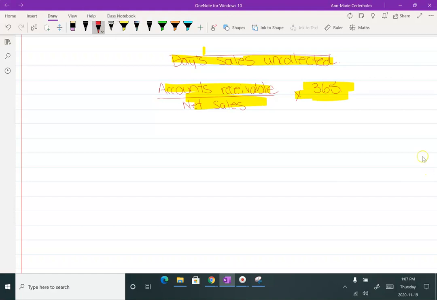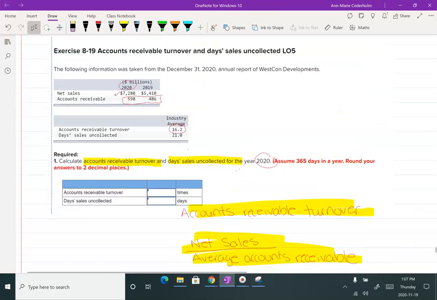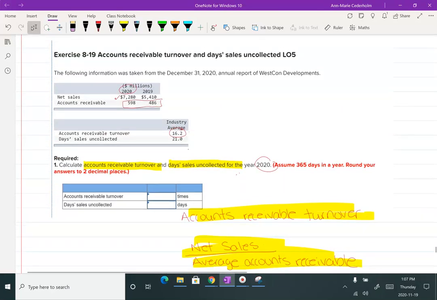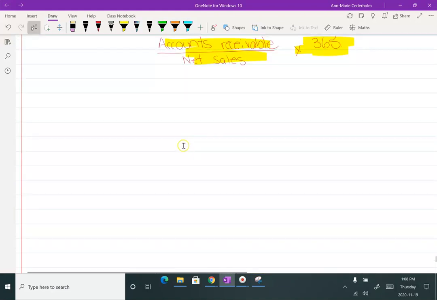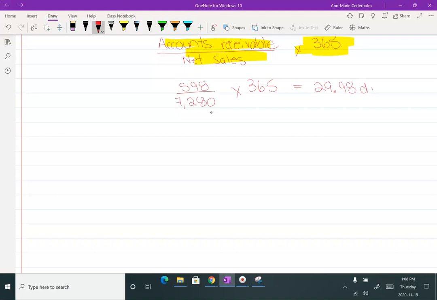Okay, so now let's just go and find the information. So for 2020, my accounts receivable is the 598 and my net sales are 7280. So let's just put those into the formula. So 598 divided by 7280, and then multiply that by 365. That means my customers pay me on an average of every 29.98 days.